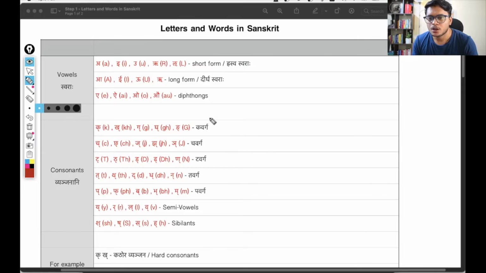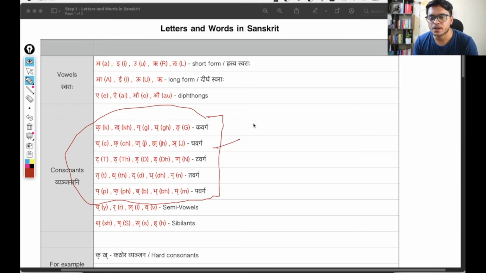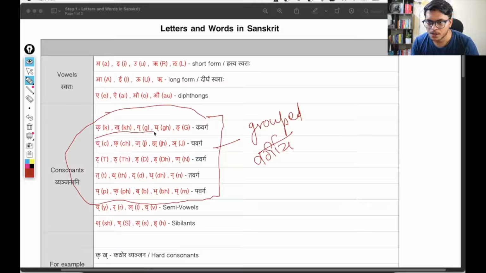Okay, with this, let's dive back to the sheet. All these consonants are known as grouped consonants or vargiya vyanjan. Why? Because if you see these five, ka, kha, ga, gha, nga, they belong to a certain group that is known as ka varg. So they belong to a group that is known as ka varg.